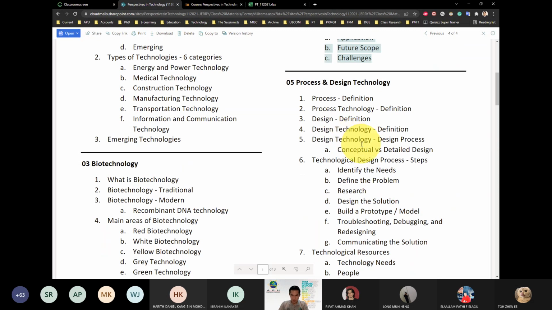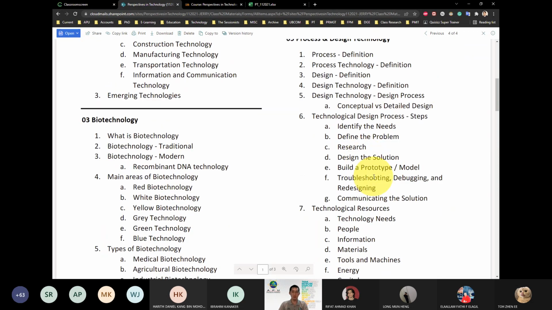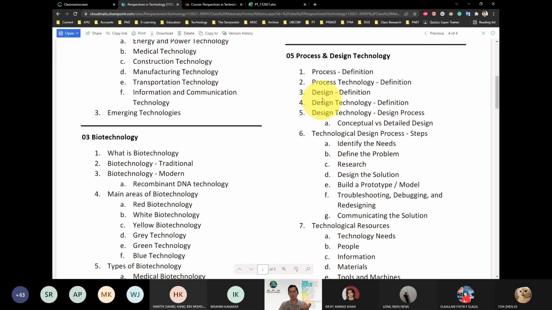Chapter 5 is the one that can be a bit tricky. So you need to spend a bit more time here because there is a difference when we are identifying the process technology and the design technology, right? Because both of them have their own definition. But for design technology, we took it a bit further where we look into the design process itself. So you must be able to differentiate conceptual versus detailed design.